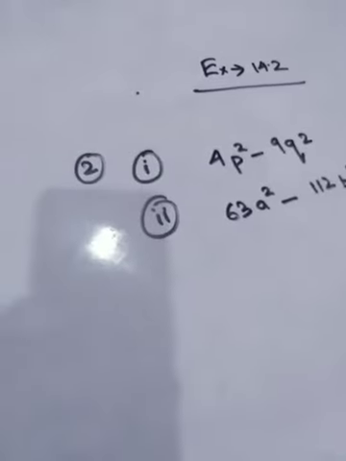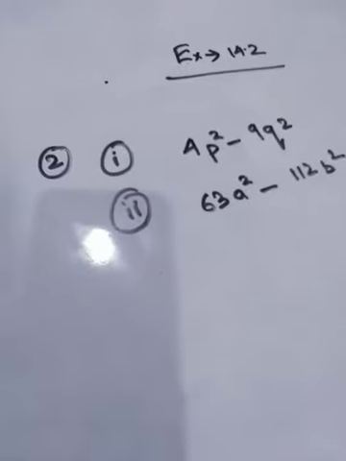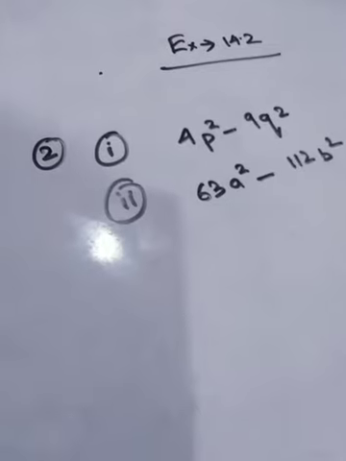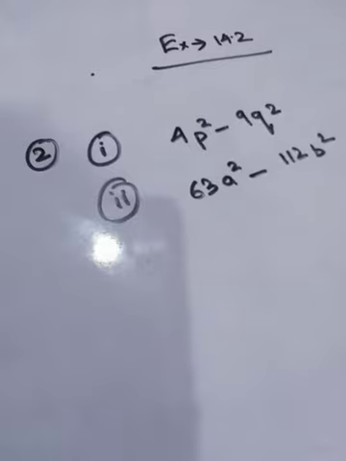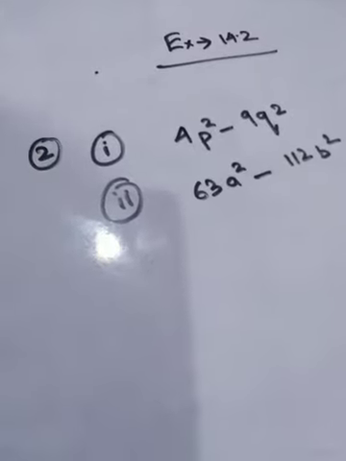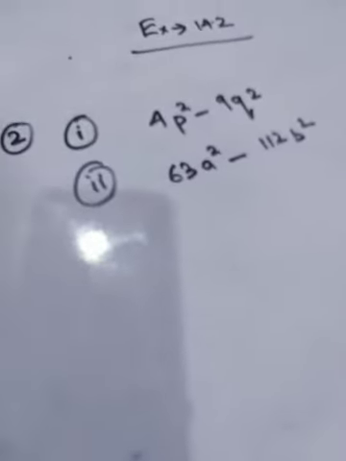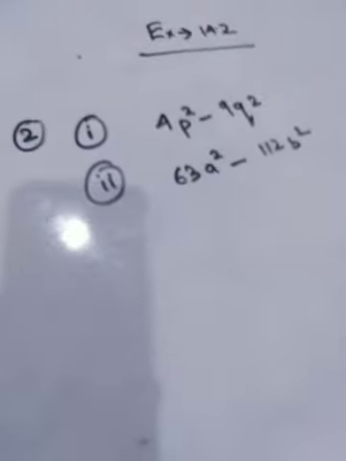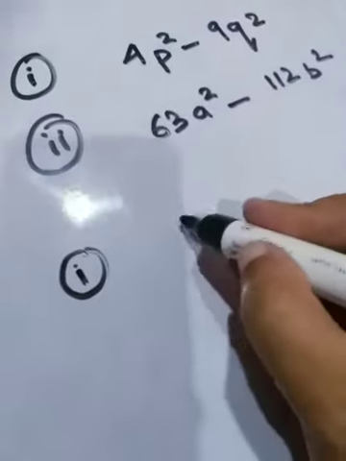Students, in this session I will explain sum number 1 and 2 of question number 2 of exercise 14.2. All the questions of question number 2 will be solved by identity number 3, that is a square minus b square equals a plus b, a minus b. So let's begin with question number 1 so that I can show you how to use the identity.